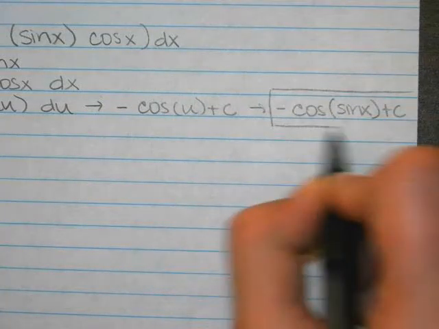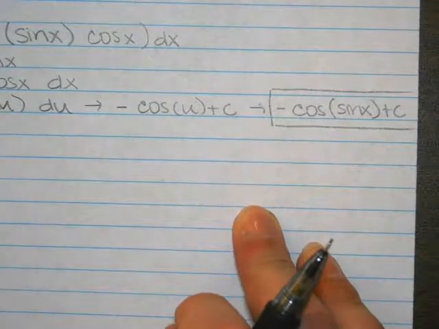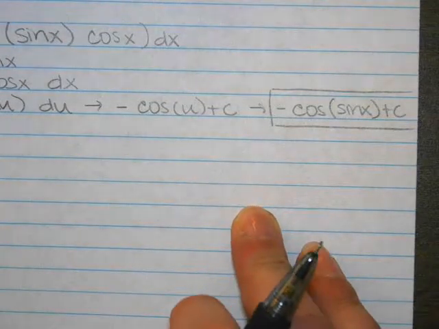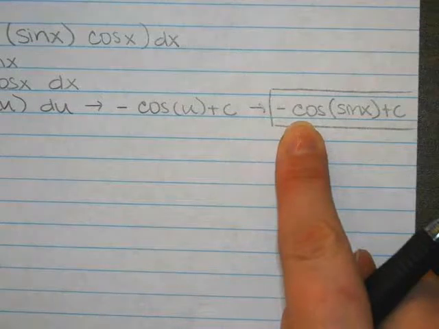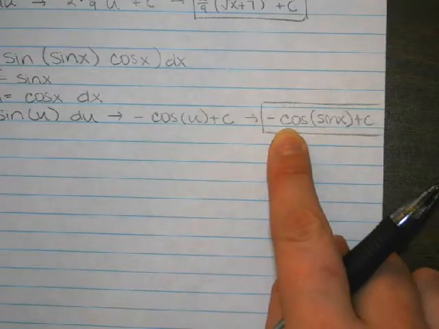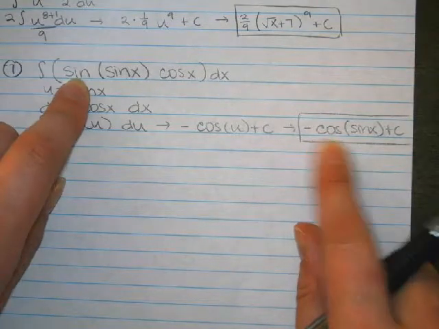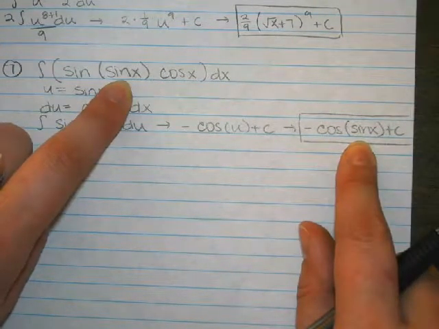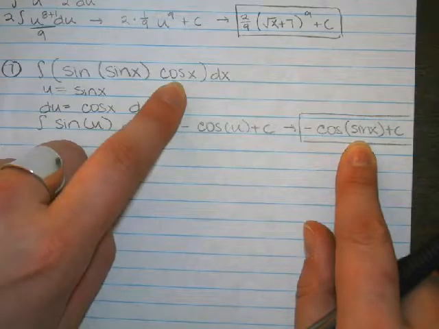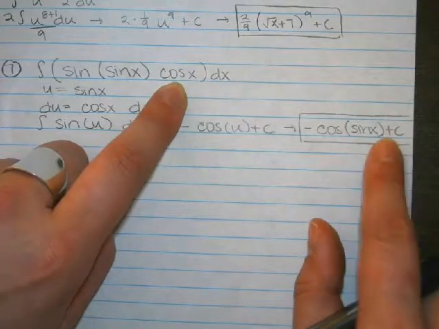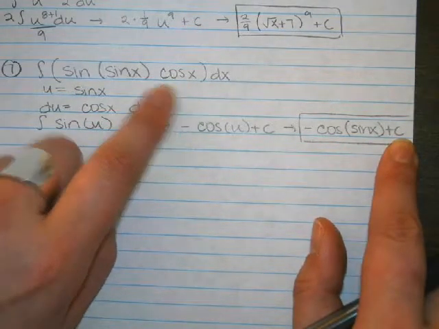And if you need to check it to see if it's right so it makes more sense in your brain, that's fine. So if we think about this problem, the derivative of the outside, the derivative of negative cos would have been positive sine. Keep the inside the same. Multiply by the derivative of the inside, which is cos, and then plus 0. So that really does fit.